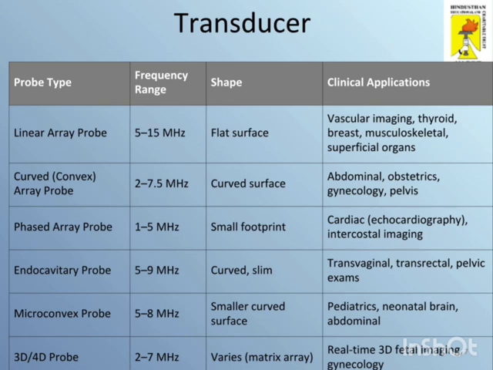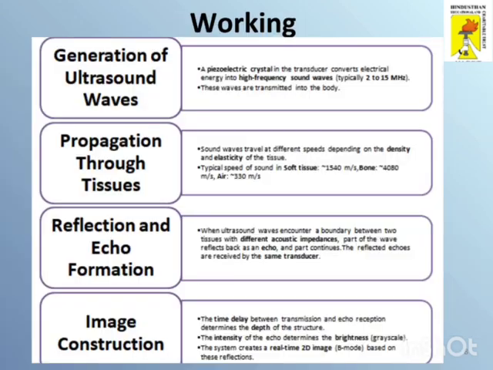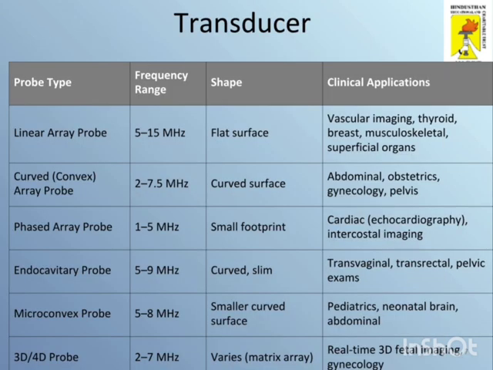Then we have a probe called the phased array probe. The frequency range of this probe is from 1.1 to 5 MHz. It has a very small footprint and it helps in visualizing the cardiac structures. Then we have the endocavity probe. The endocavity probe has a frequency range of 5 to 9 MHz. It is very curved and slim. It helps in visualizing regions which have a cavity, like the transvaginal region, the transrectal region, or for pelvic examinations.